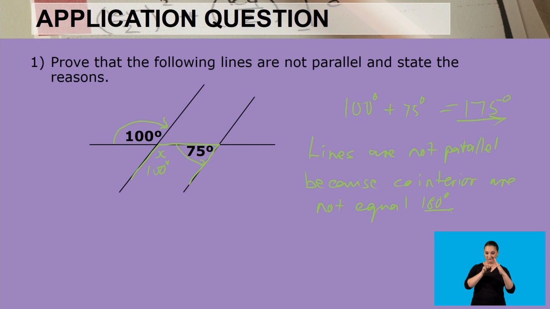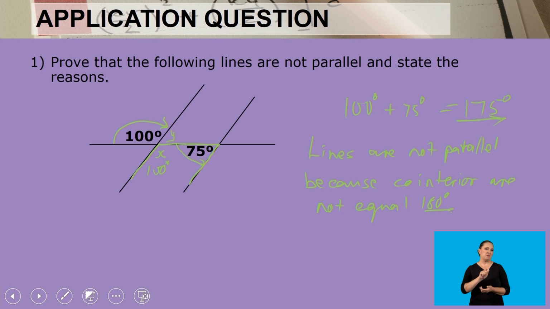Another way we could have used would be to say 75 alternates with that angle Y there. And if 75 alternates with angle Y, then they are sitting on a straight line, 100 degrees and Y, it would still give us 175. I'm merely opening up some of the options you can use to resolve these questions.